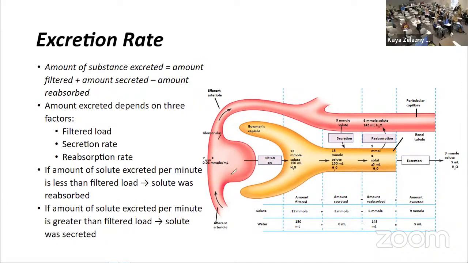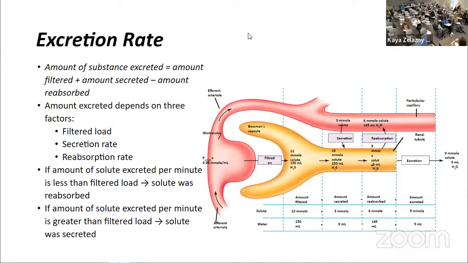Opposite we can do as well, right? So if the amount that you're excreting is greater than your filtered load, so if this number is bigger, it means that you secreted a lot of it, essentially. Okay. So that's pretty much what we would use excretion rate for.